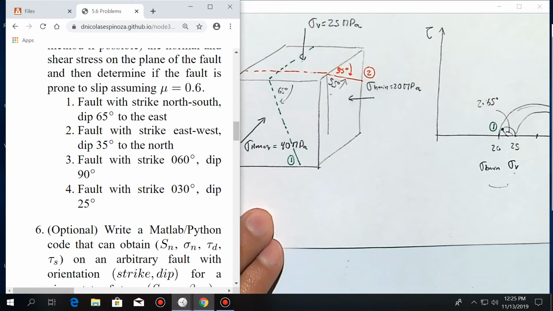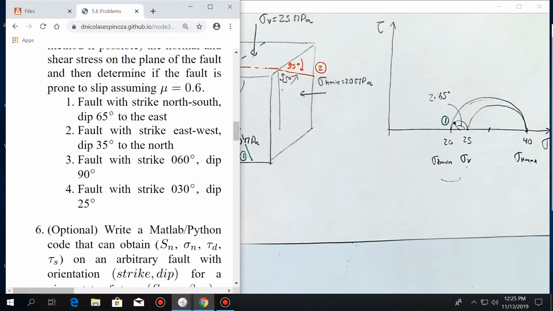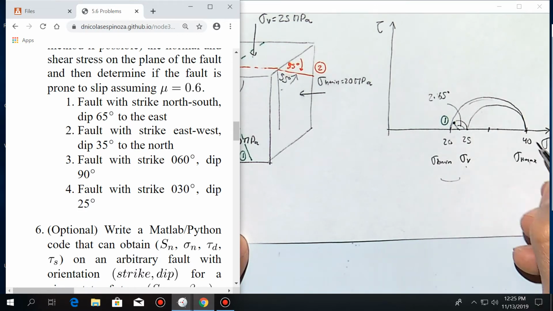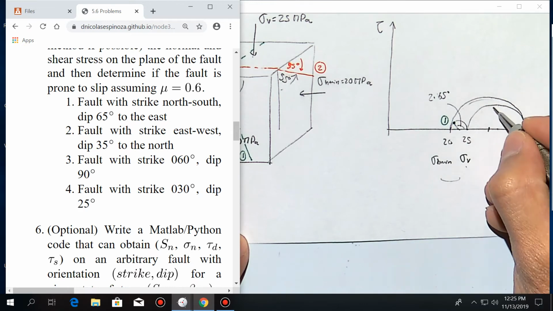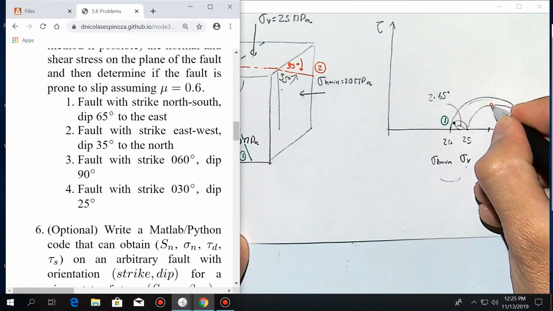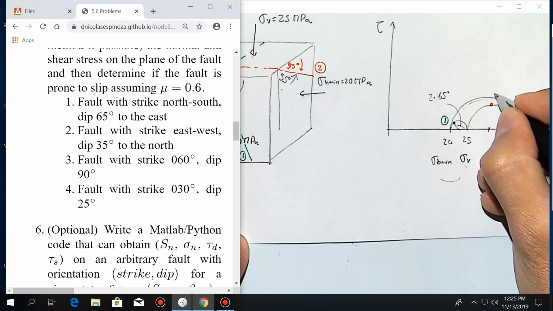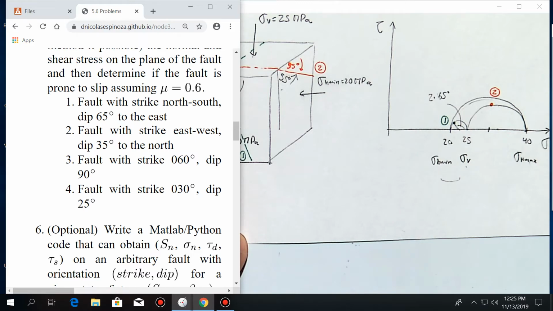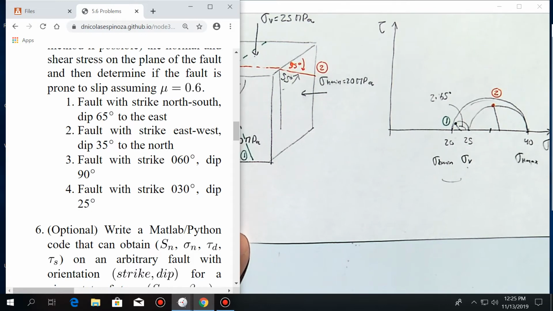So when I go to the Moore circle now, that's going to be at the new center of the other circle. 55 times 2, 110, is going to be a point somewhere over here. That's number 2. Again, you get the center of that circle, the radius of that circle, and then you can calculate shear stress and normal stress.